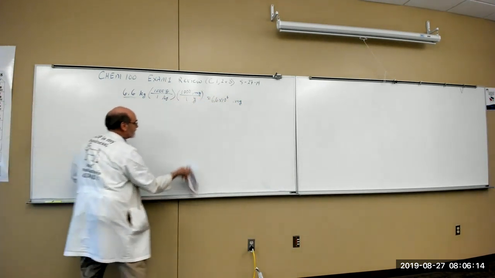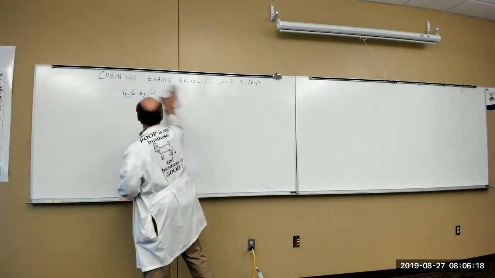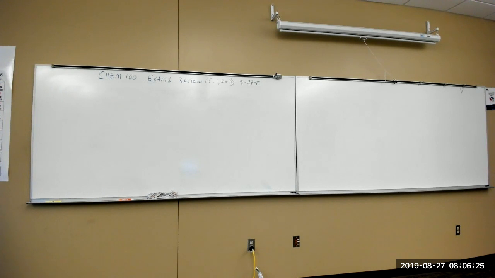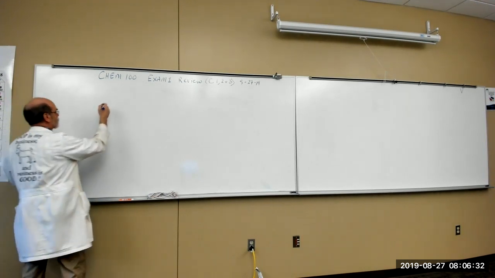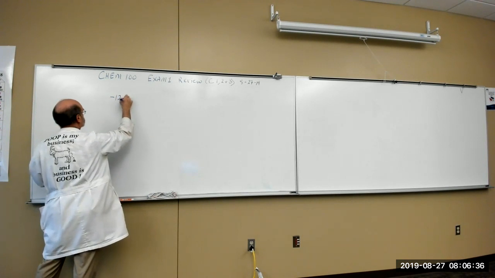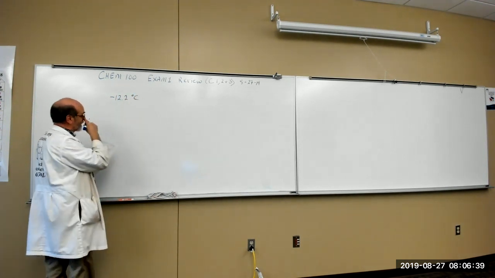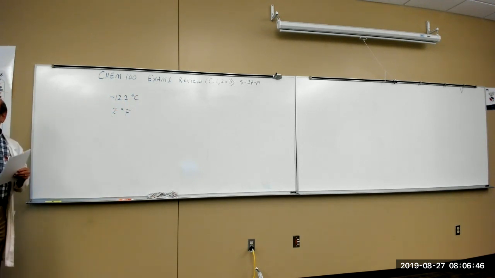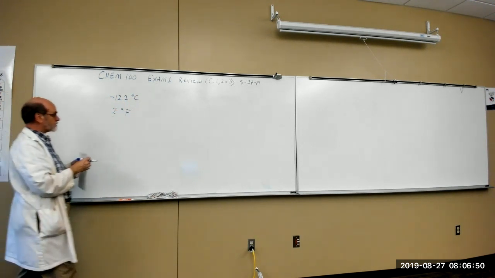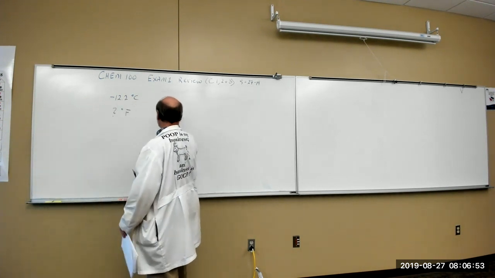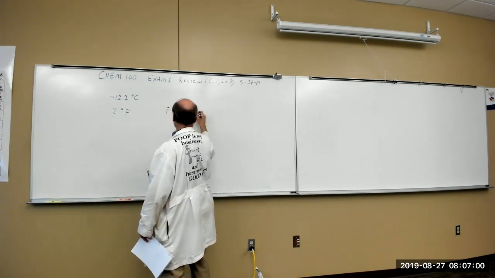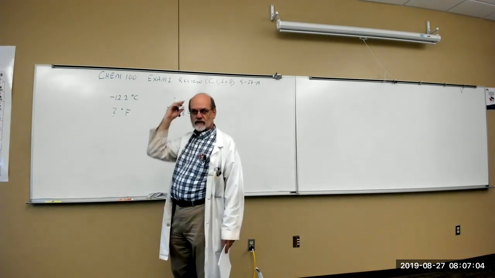Okay. Unit conversions. Let's try this one. Say we start off with -12.2 degrees centigrade, and we want to convert that to degrees Fahrenheit. So we need that formula. The one that I remember is Fahrenheit equals 9/5 centigrade plus 32. It just sticks in my head.